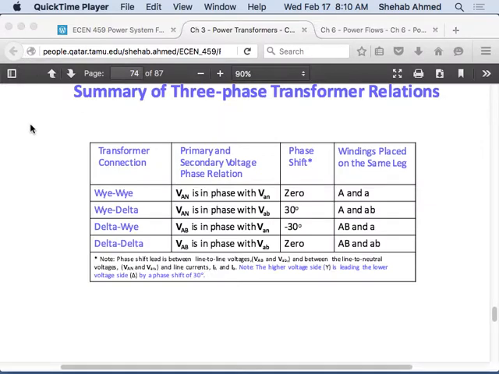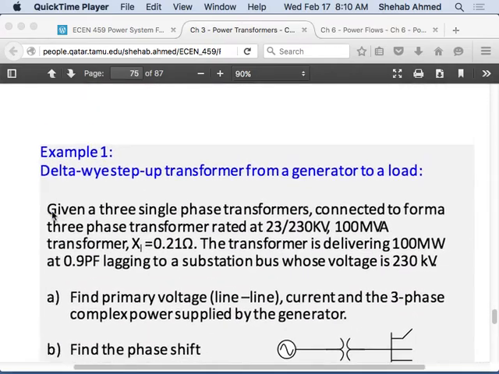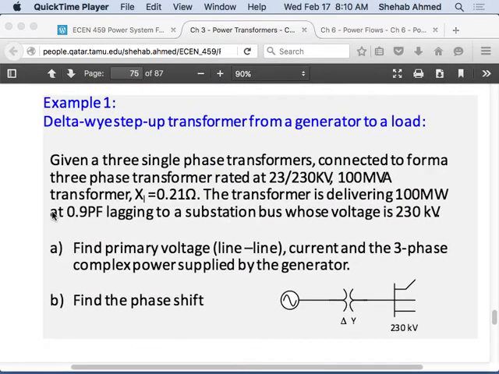So I think we'll do some examples today, and then we'll move to some new material. That's the objective of today's class. So this is one example. We have a delta-Y step-up transformer. The delta is the low voltage side, and the star here is the high voltage side. It's a delta-Y step-up transformer from a generator to a load.